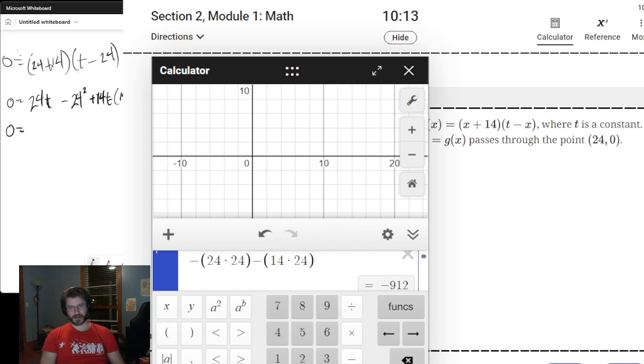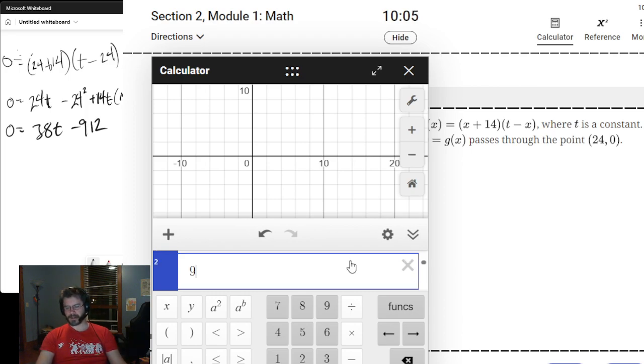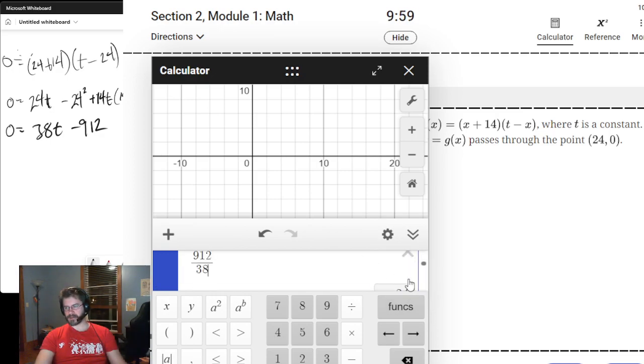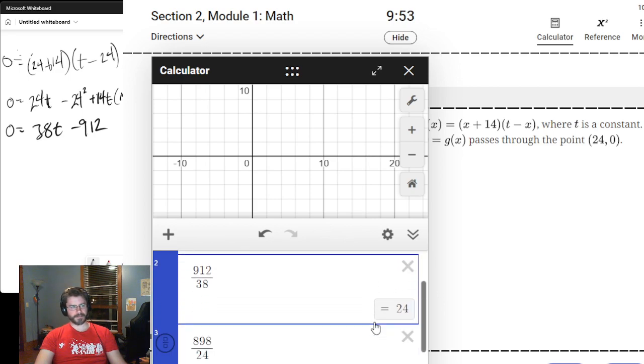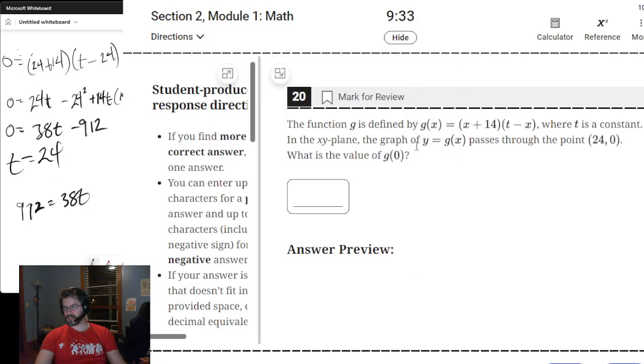24 plus 14, so 38t minus 912. And because we didn't get a nice number there, that was my clue. We are almost certainly going to get a nice round number on this stuff. And we got 24 this time. So I know that that is the correct value for t. So t equals 24. Again, we were adding the 912 over and dividing by 38. So 912 equals 38t. Divide the 38 and you get t equals 24. So that's the value of t.